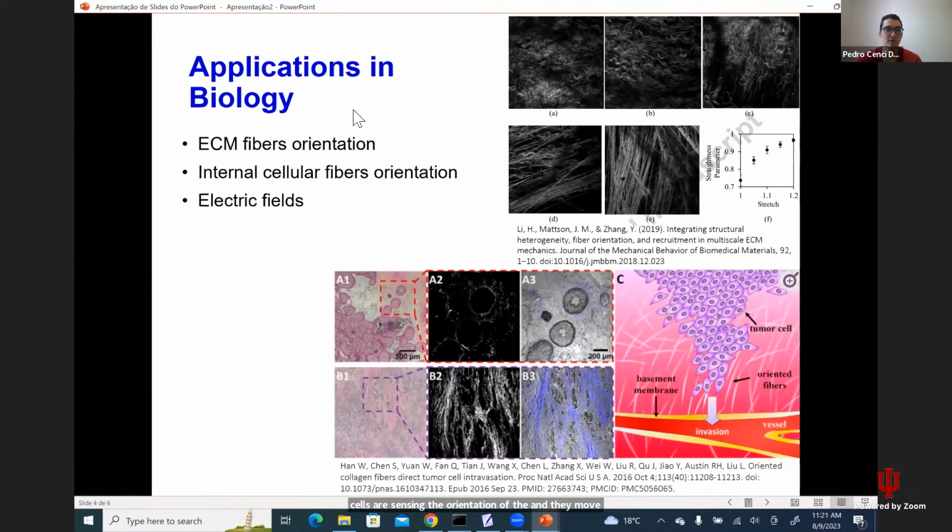So some applications in biology, you could be modeling orientation of fibers in the ECM, the internal cellular fibers as well. So you can set these vector fields for each cell. And inside a cell, for each pixel of the cell, you could set a different fiber orientation. So it's very powerful. And for electric fields is also possible to model.